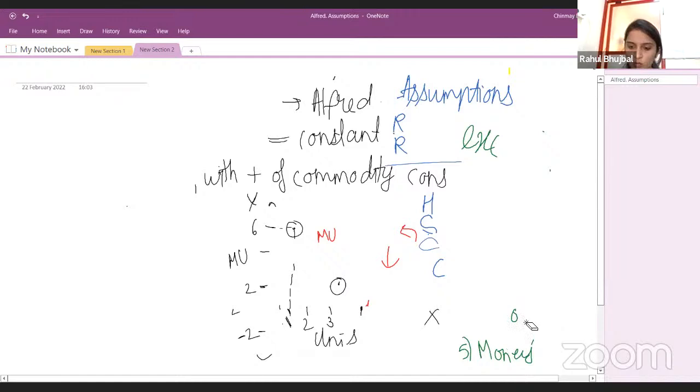Okay, chalo. So till the time I'm just rubbing this, can you tell me what is demand?